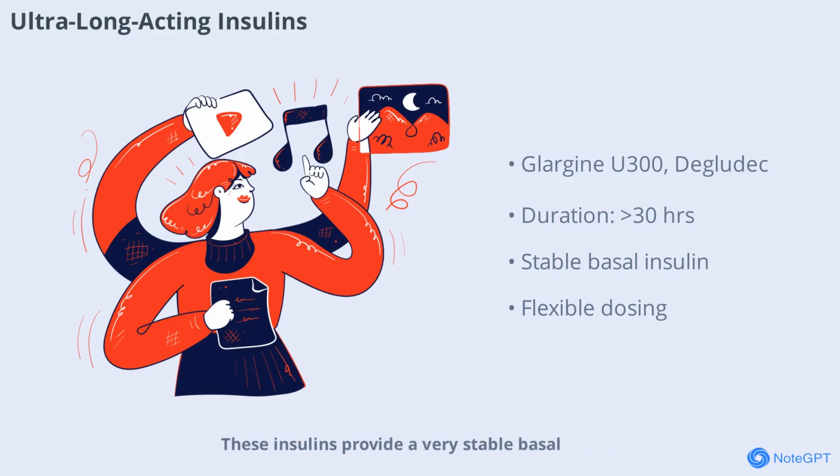Ultra-long-acting insulins like Glargine U300 and Degludec offer even longer duration of action, sometimes exceeding 30 to 42 hours. These insulins provide a very stable basal insulin level with a lower risk of hypoglycemia. Their flexibility in dosing makes them particularly useful for patients who require consistent, long-term glucose control.